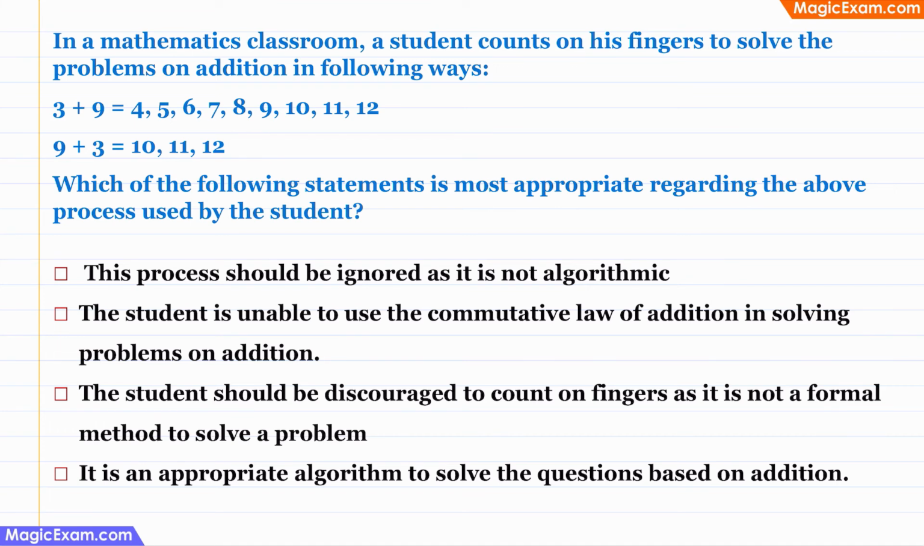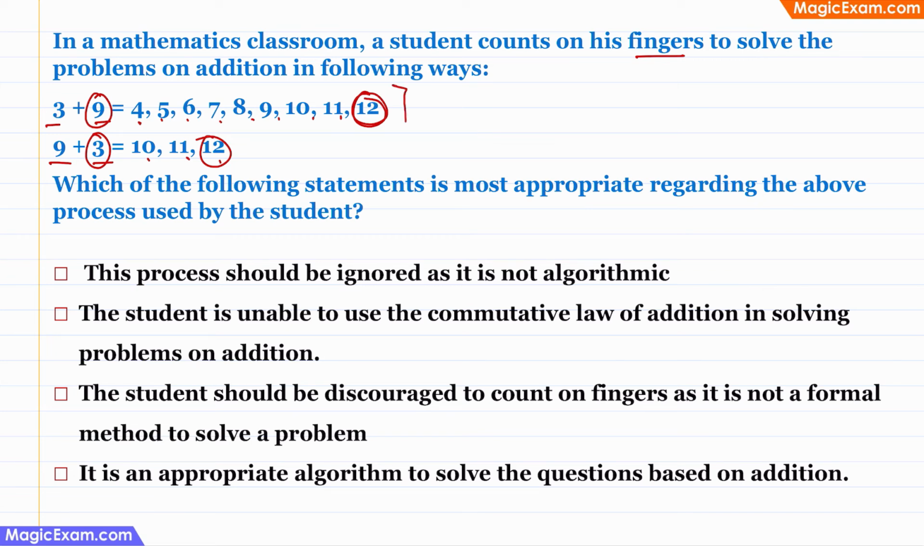In a mathematics classroom, a student counts on his fingers to solve problems in addition in the following ways. When 3 plus 9 is given, he is counting 4, 5, 6, 7, 8, 9, 10, 11, 12. And when 9 plus 3 is given, he is counting 10, 11 and 12, which means that he is counting the second number in the addition on his fingers so that he can come to the total, which is 12. Which of the following statements is most appropriate regarding the above process used by the student?